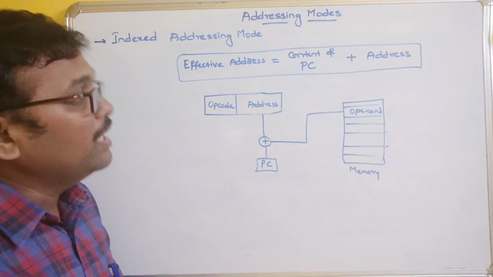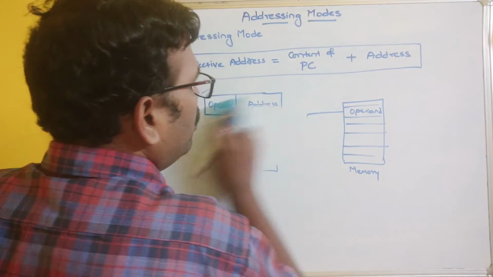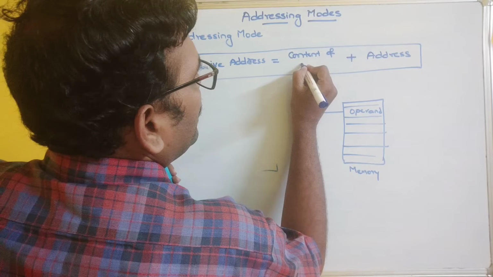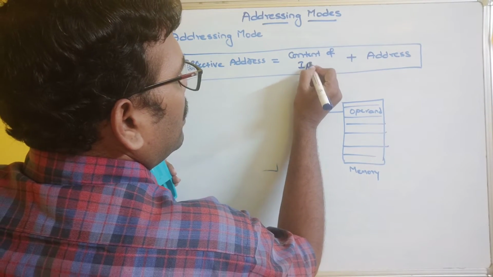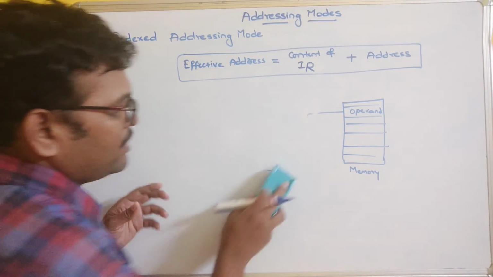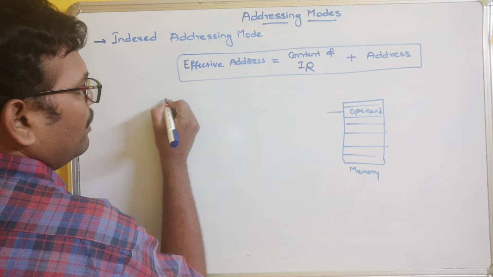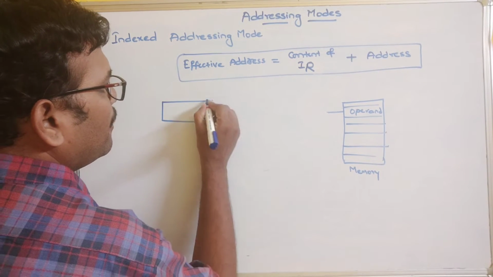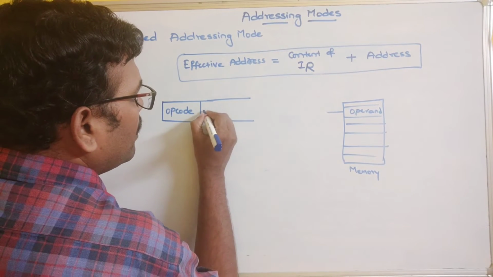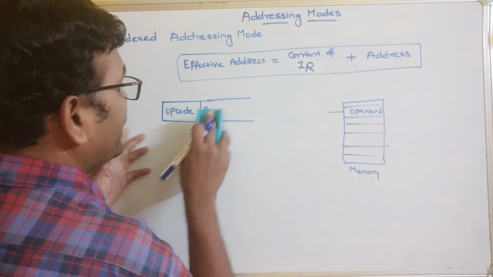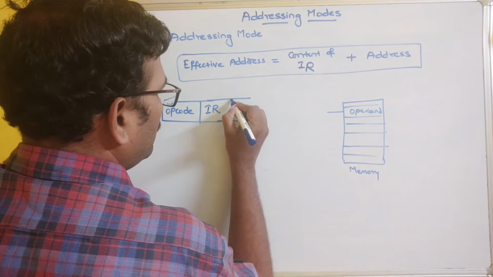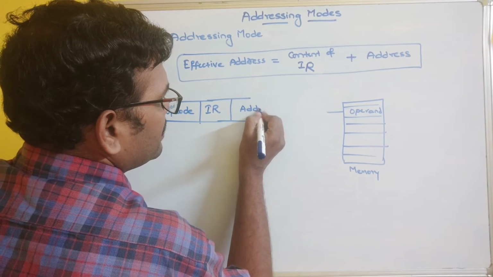indexed addressing mode. So here in this indexed addressing mode, effective address will be content of index register plus address. See, we'll be having the opcode, and then we'll be having some index register here. IR, I am writing the shortcuts. IR means index register, and this is the address.